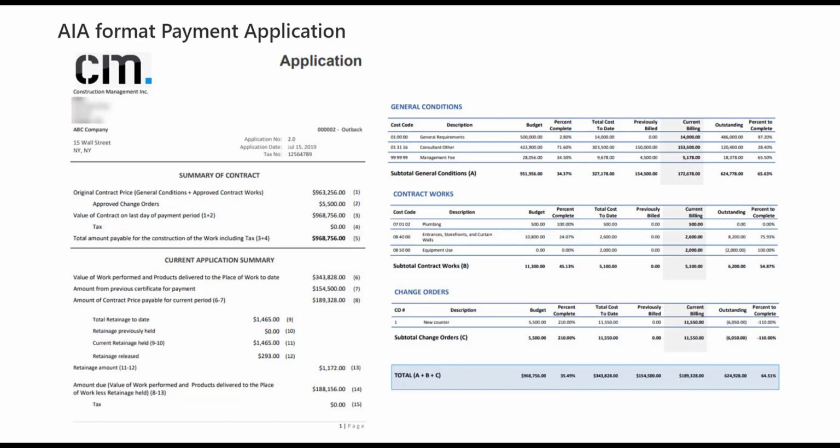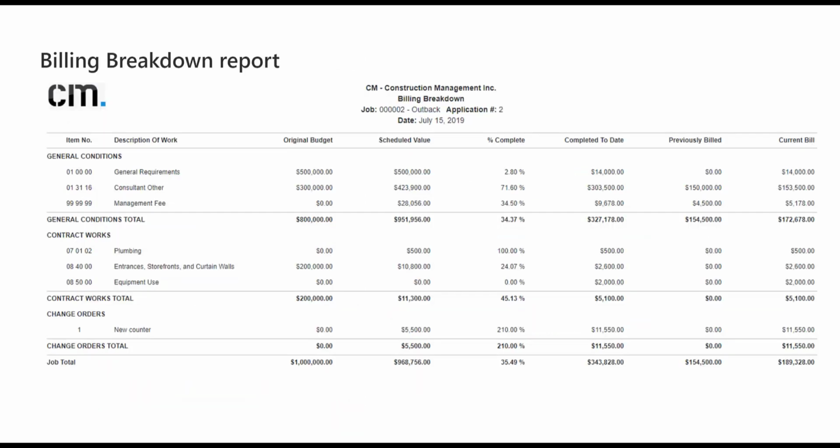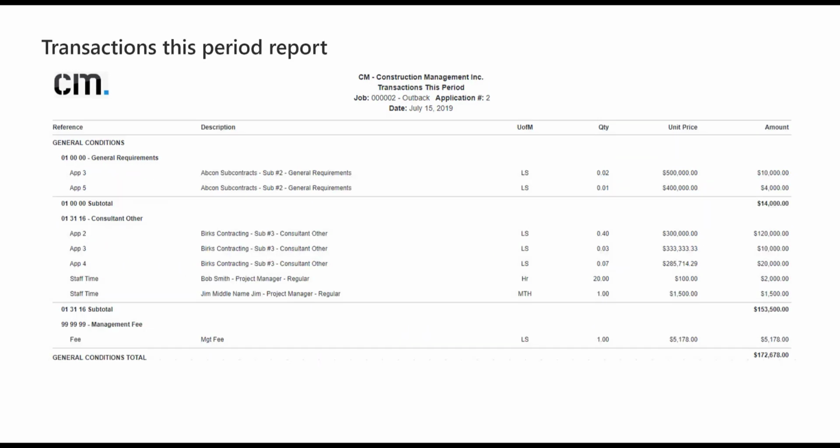In addition to the AIA, you also have to provide the customer with a billing breakdown. This can be completely tailored to customer requirements. You can choose which columns of information are displayed, how they're named, and you can also choose your grouping, and if they show in summary or in detail.